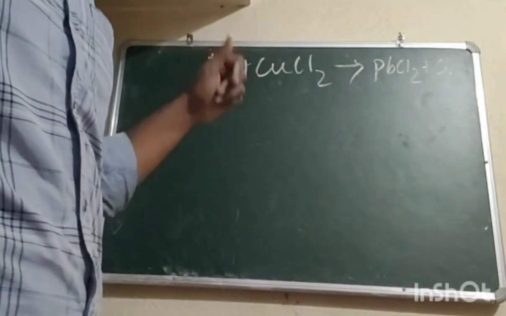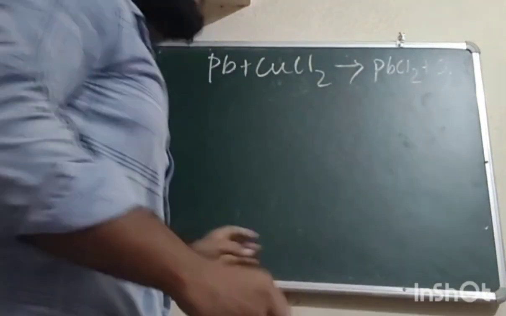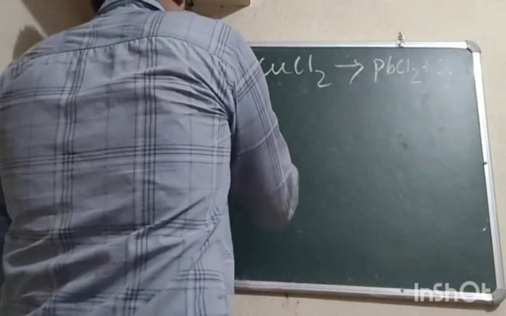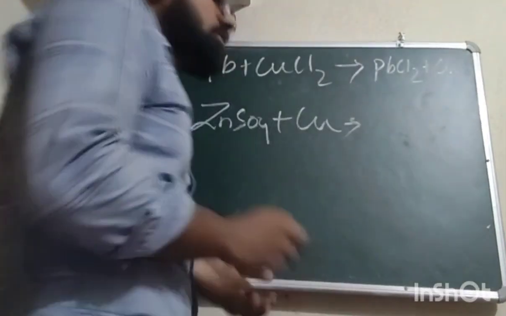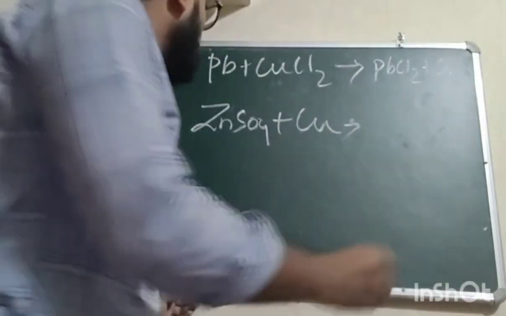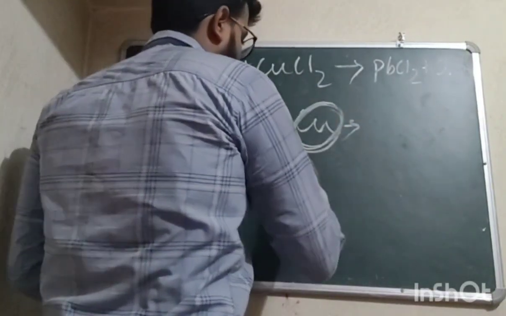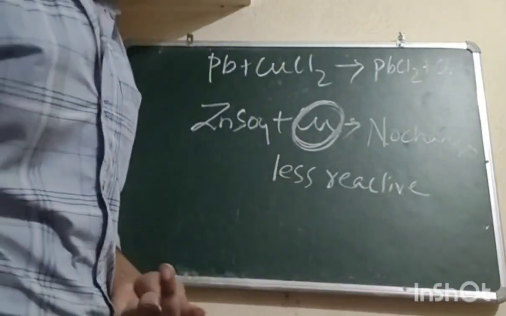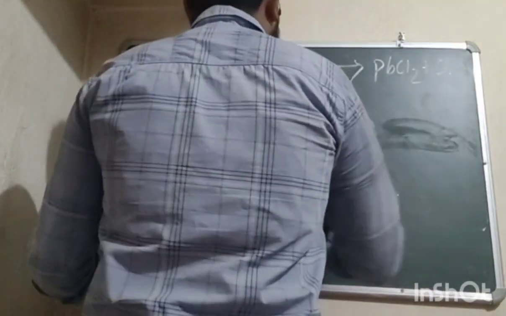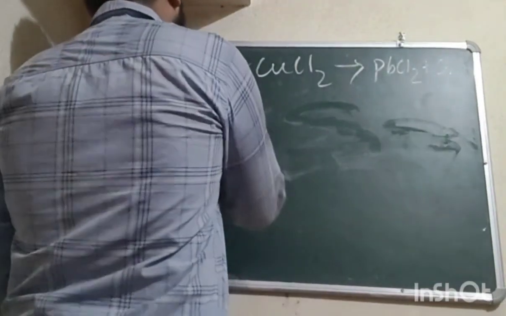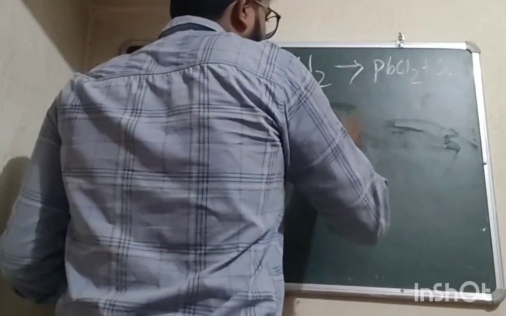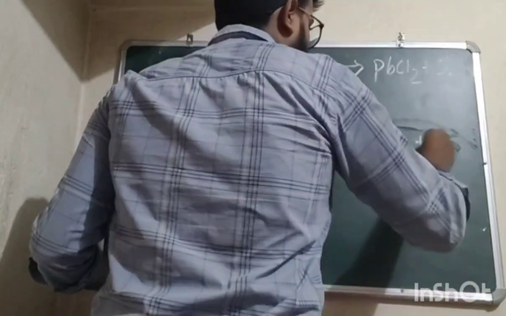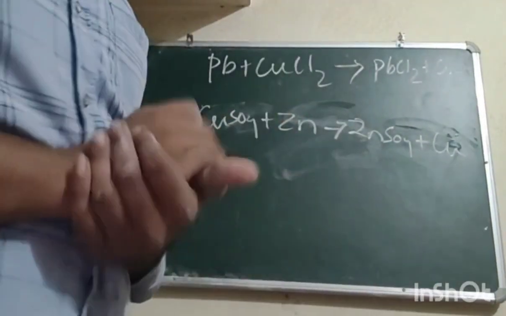Now, another thing you might be asked: you might say Cu plus ZnSO4 gives something. No, Cu is less reactive, so no change will take place. Whereas if the condition was otherwise, that can give a reaction. Okay, so these were some examples of displacement reaction.